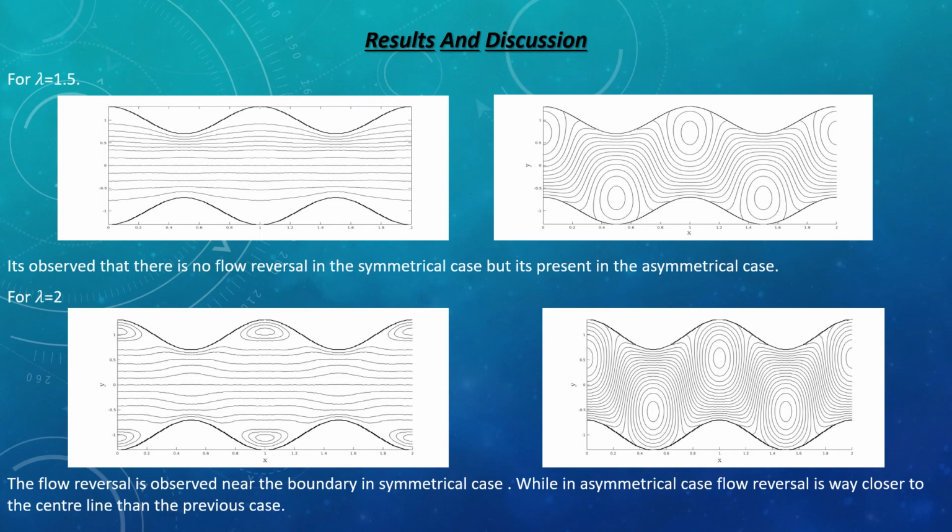Few of the results are presented on this slide. We can observe that there is a particular value of lambda for which backflow phenomena occurs in the symmetrical case, but backflow occurs for all values of lambda in the asymmetrical case. We can also observe that as the value of lambda increases, the density of the backflow phenomena also increases.